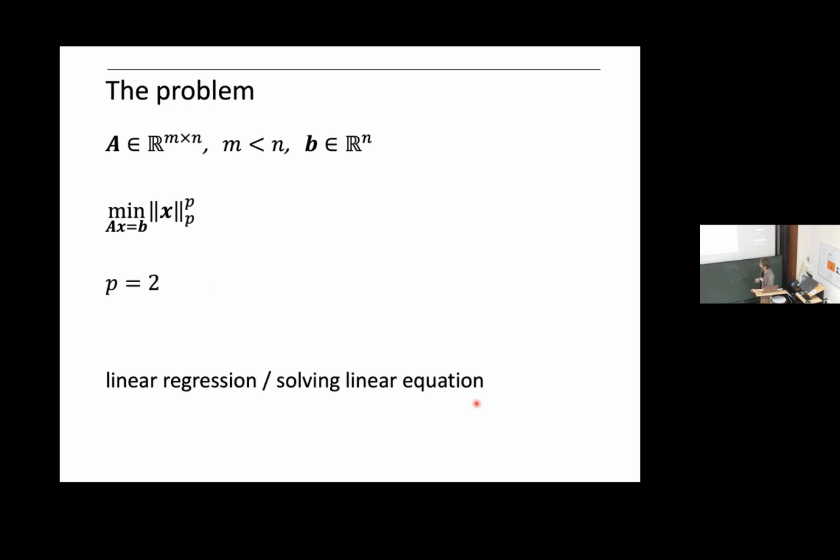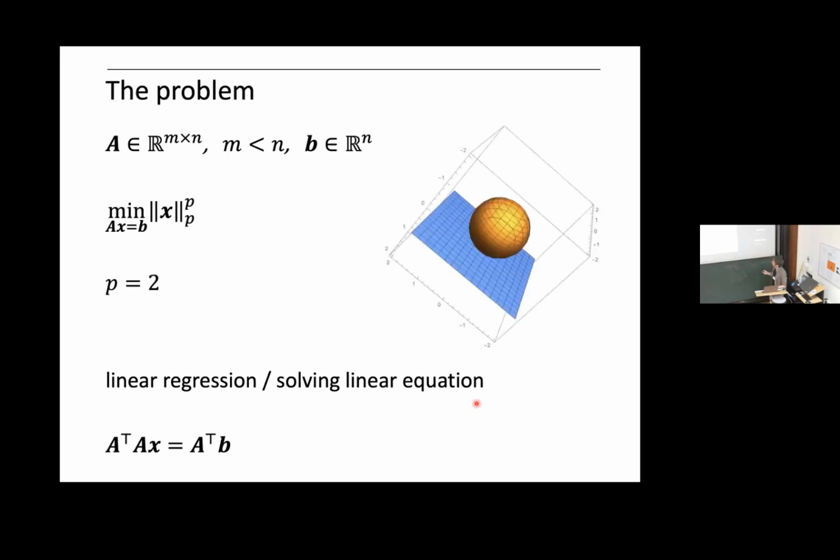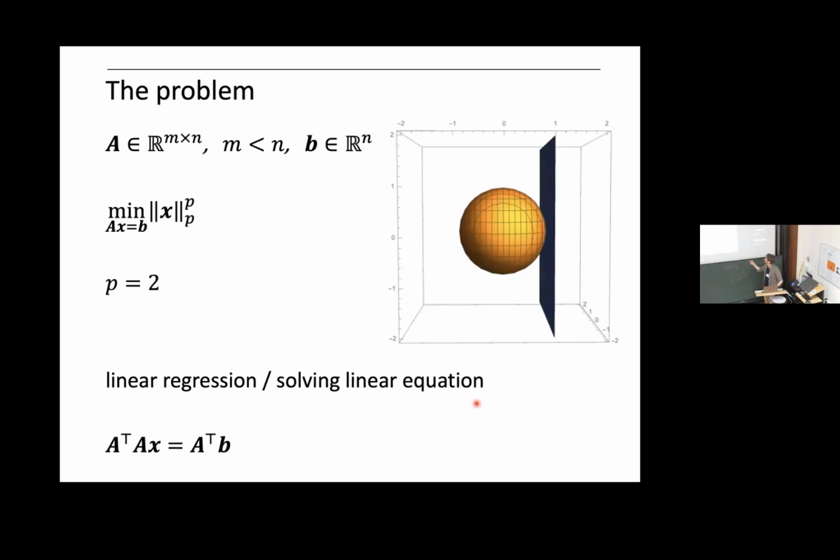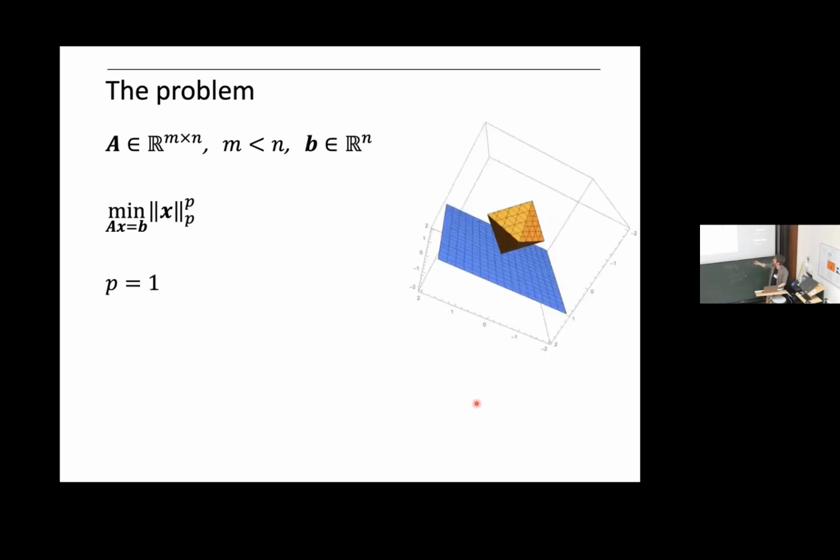So for p equals 2, this is a linear regression or solving a linear equation. In particular, it's the normal equations, A transpose AX equals A transpose B. And the picture you should have in mind is we have a blue hyperplane of X that solve the linear equation, and then we want the 2-norm ball that's smallest and still contains a point of the hyperplane. So this would be tangent to the hyperplane, and we want that tangent point.